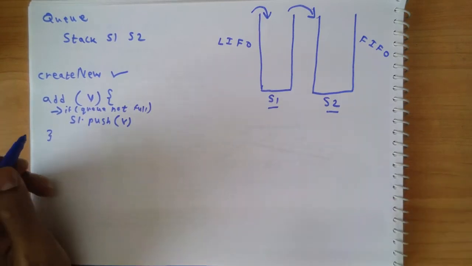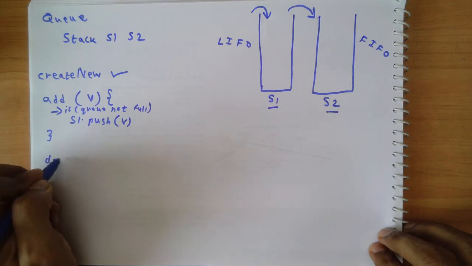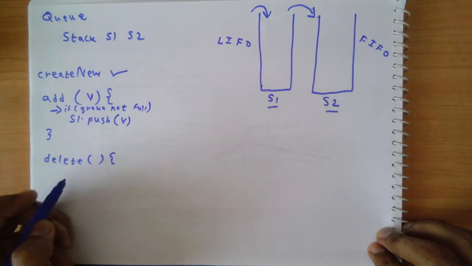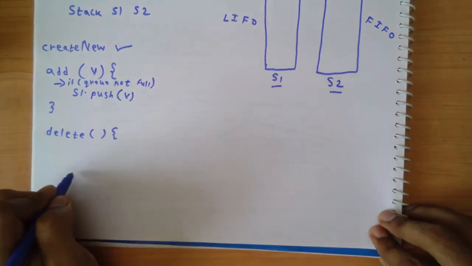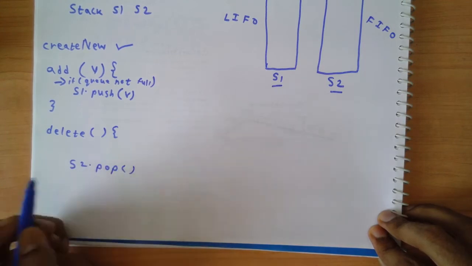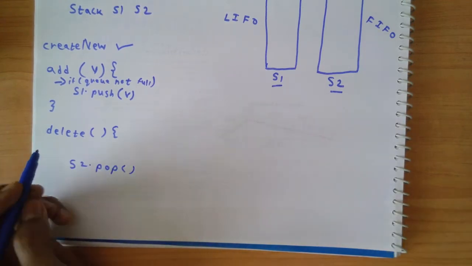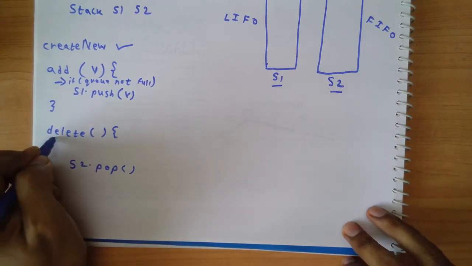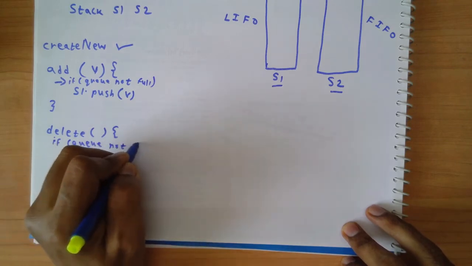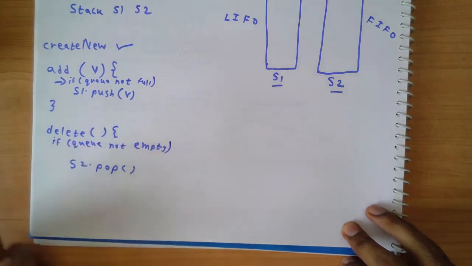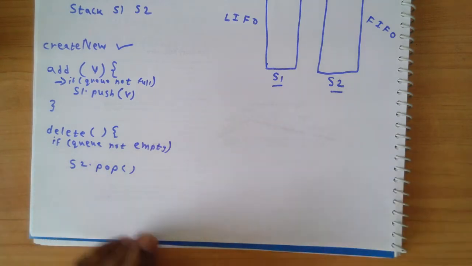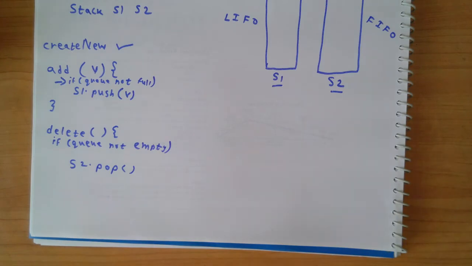And similarly, whenever I encounter a delete operation from my queue, in the simplest case, I am going to say S2.pop. Okay, and before that, I'll of course check if my queue is not empty. Okay. So if queue is empty, of course you have to give back the error. If queue is not empty, you will do S2.pop. So now there are going to be some corner cases that we have to think about.